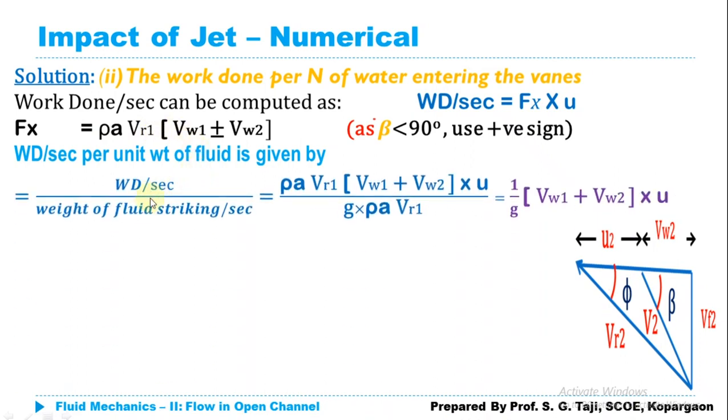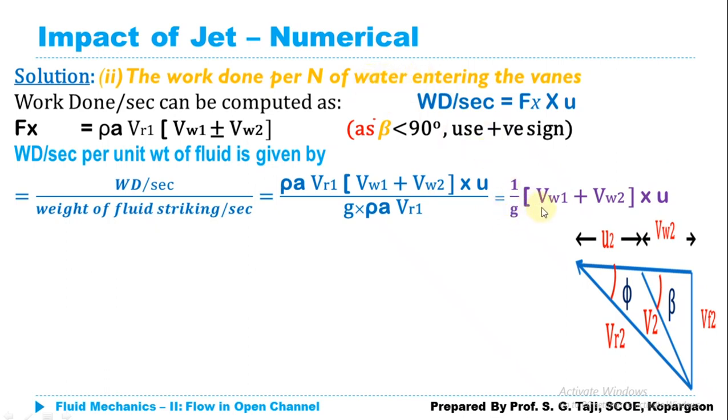So here is the equation: work done per second divided by weight of fluid striking per second. Work done per second is given by this equation. We are making use of the positive sign as beta is less than 90 degree, divided by g multiplied by rho a vr1. So this rho a vr1 will get cancelled. What equation are we getting here? 1 upon g (vw1 plus vw2) multiplied by u. We can simply use this equation for the computation of the work done per second per unit weight of the fluid, work done per unit weight of the water which is entering the vane. You can directly use this equation, and by putting the values of vw1 and vw2 and multiplying with the vane velocity and dividing by g, you will get the required answer.